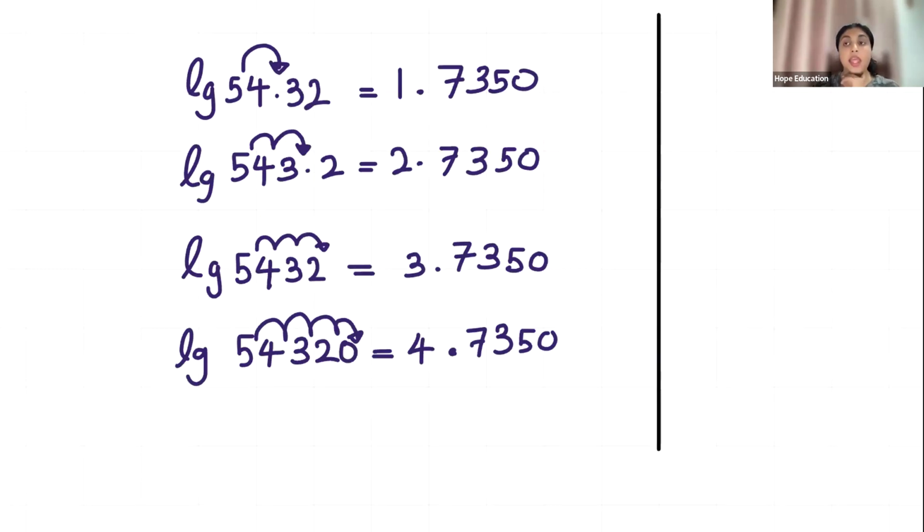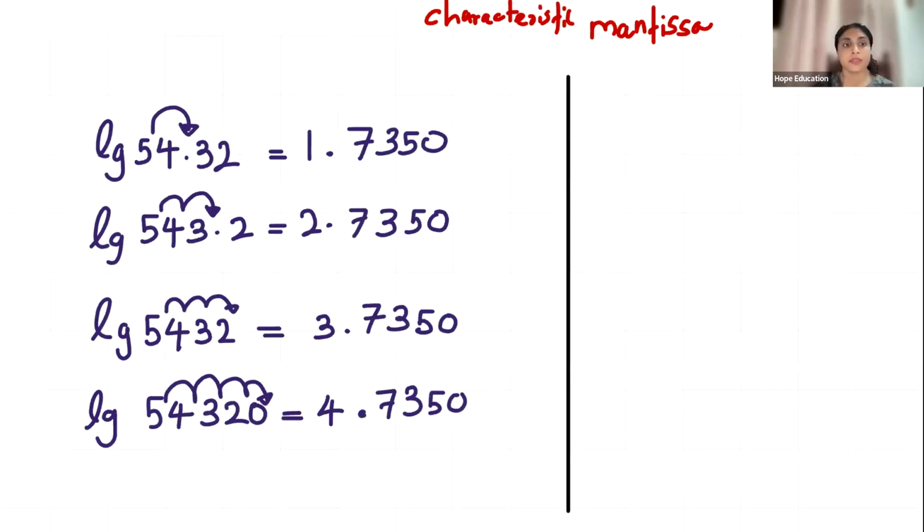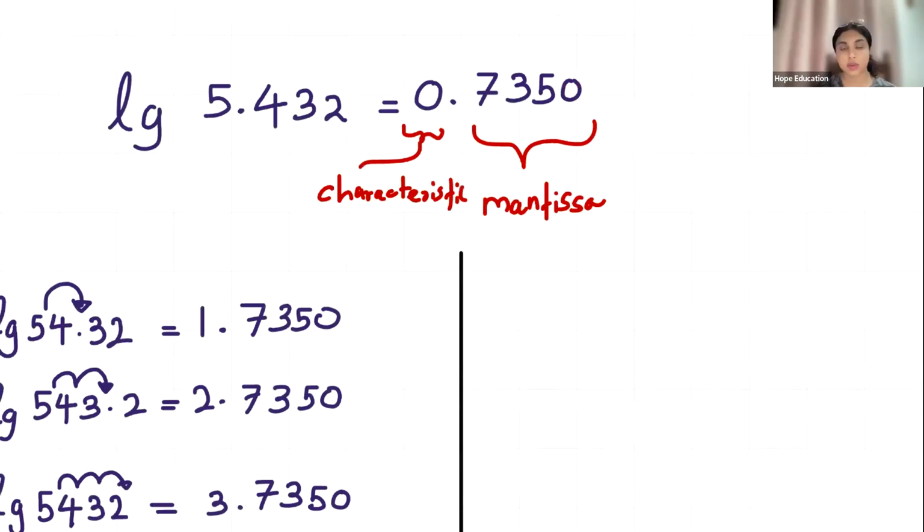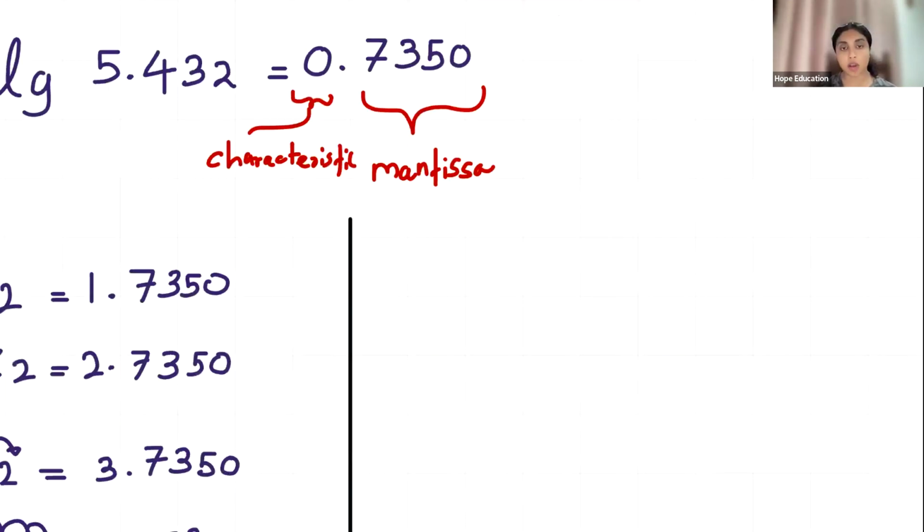Okay. Now only we are learning the new part. Now, we know the log of 5.432 is 0.7350. What about log of 0.5432?